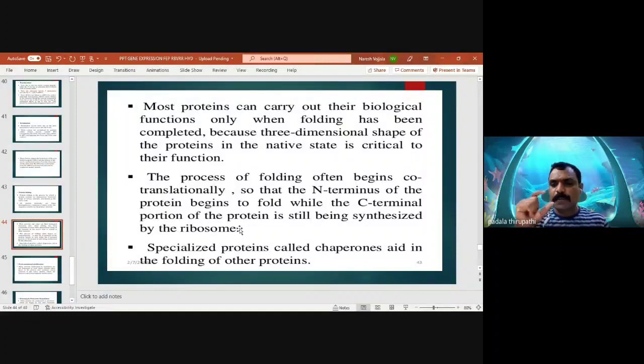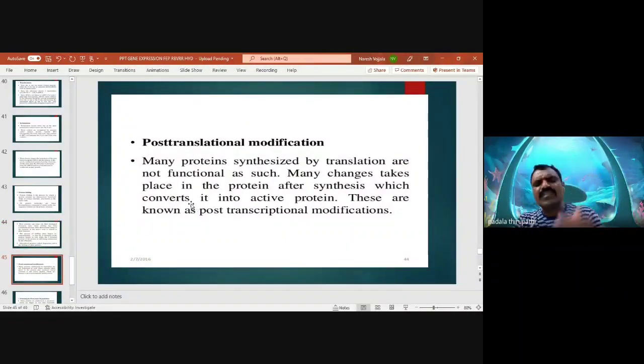Chaperones are nothing but specialized proteins. Then, after translation, post-translational modifications we are also going to discuss here. Many proteins synthesized by translation are not functional as such. Many changes take place in the protein after synthesis, which convert it into an active protein. These are known as post-translational modifications.